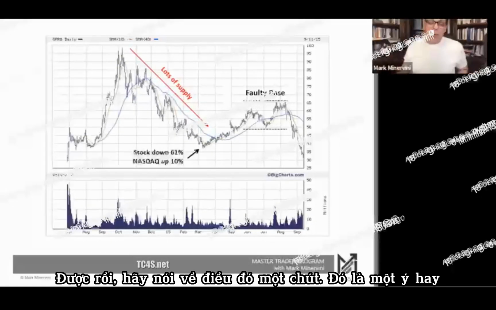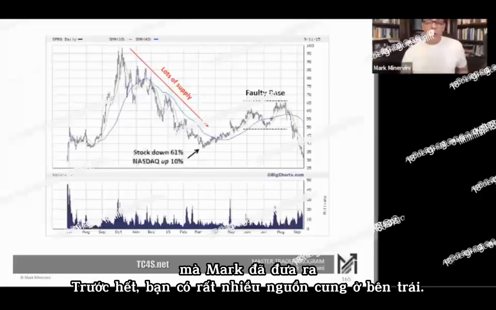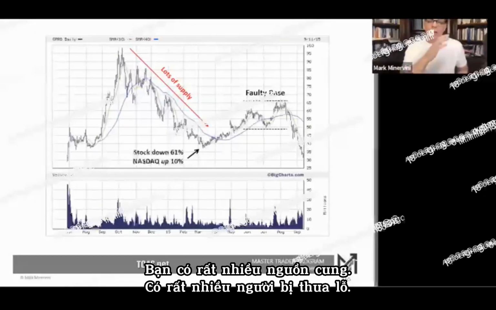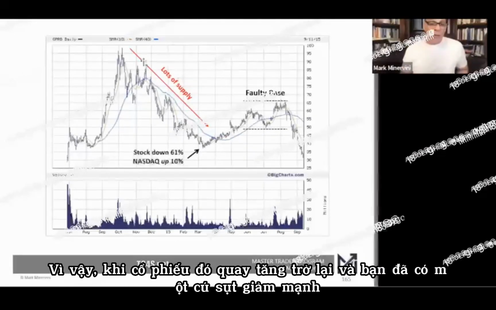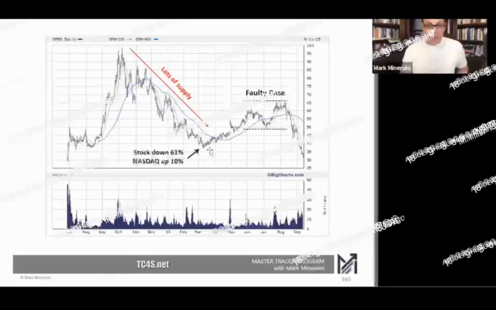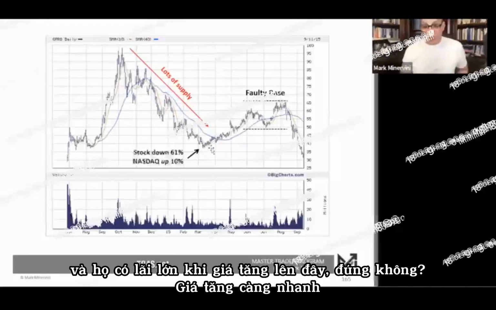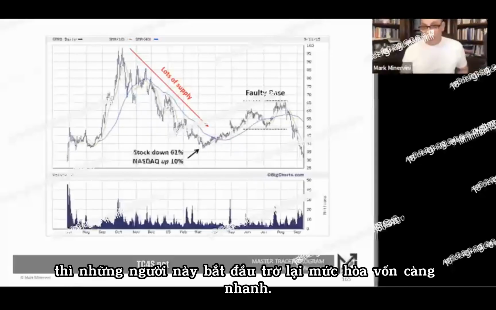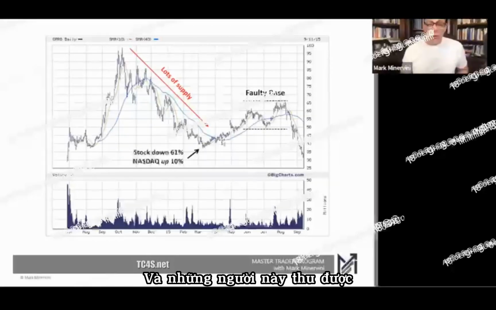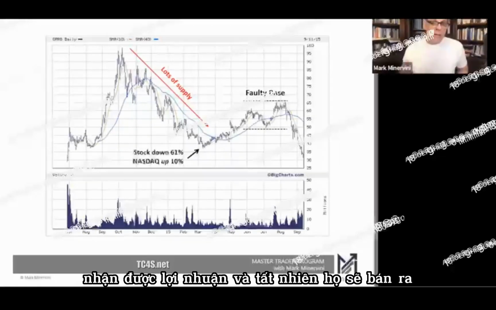Okay, let's talk about that for a second. That's a good point Mark's bringing up. First of all, to the left you have lots of supply. There's lots of people with losses. When you have a really big decline, there are inevitably going to be some bottom fishers, and as the stock marks back up, you get a large gain. And the faster it comes back, the quicker these people get back to break even, and these people, as we showed in the previous chart, get profits, and you create that selling, of course.